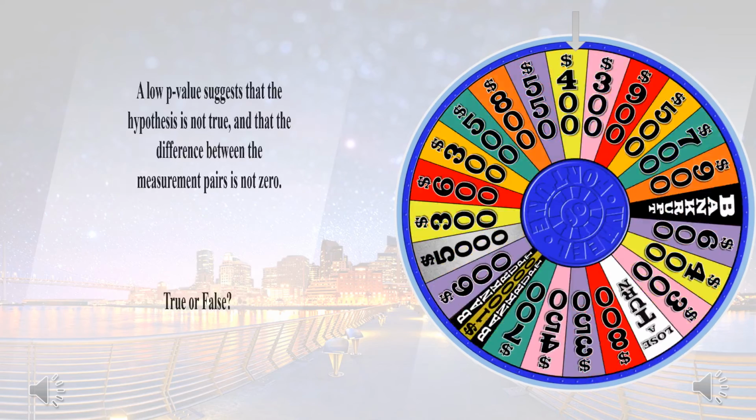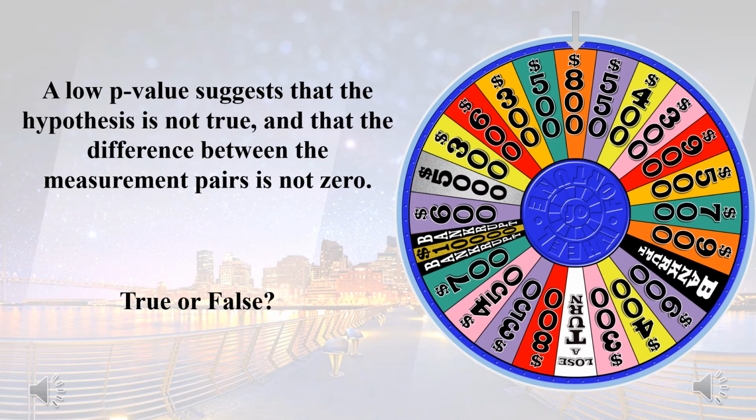No p-value suggests that the hypothesis is not true, and that the difference between the measurement pairs is not zero, true or false.